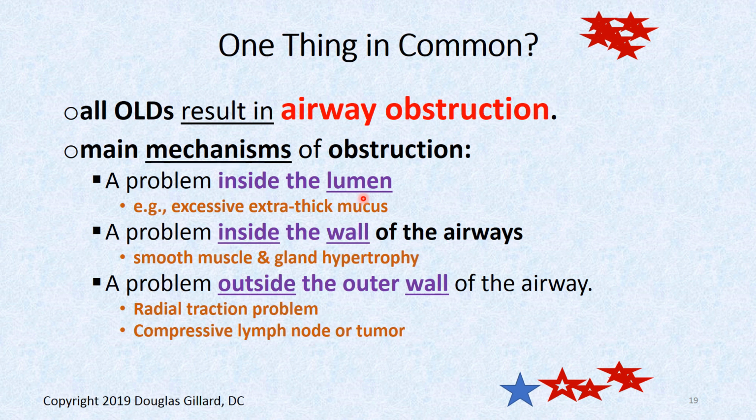You could have a problem not with the lumen, but inside the wall of the tube, and it makes the wall get really big and beefy. So people with chronic asthma get smooth muscle hypertrophy, and some of the mucus glands get really big because they're being used all the time. Or maybe nothing's wrong with any of that, but the problem is an adjacent tumor in the lung tissue or a lymph node that's compressing the lung tissue. So bottom line of all this stuff, they all obstruct the airway and they make it tough for the person to breathe.